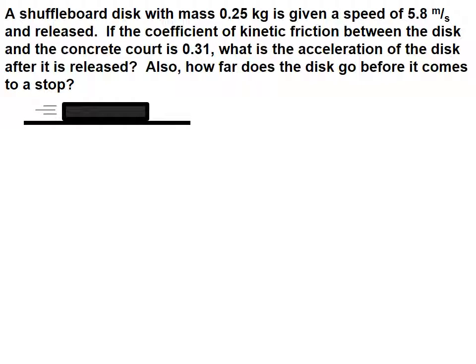For our next example, we have a shuffleboard disc with a mass of 0.25 kilograms that's given a speed of 5.8 meters per second and then released. Now keep something in mind, the 5.8 meters per second is the velocity that it's given. So there was a force that was applied to this disc in order to give it that speed, but then it's released. So what we're looking at is what happens to it after it's released. It says if the coefficient of kinetic friction between the disc and the concrete court is 0.31, what is the acceleration of the disc after it's released? And then after that, we'll figure out how far the disc goes when it comes to a stop.